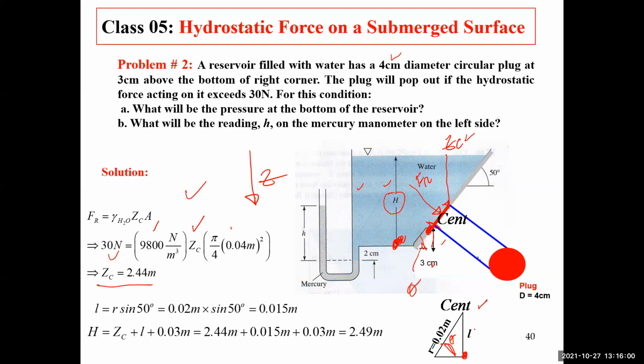So the sine of theta is equal to L over R, because I need to know this depth, which is what I'm trying to find. Therefore, L is equal to R times the sine of theta. So L is equal to 0.015 meters. So the total depth of the tank is Z sub C plus L plus 0.003 meters. So the total depth now is equal to 2.49 meters.